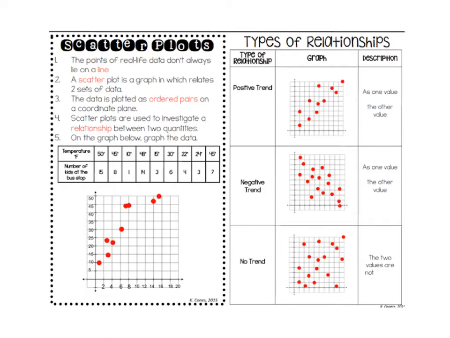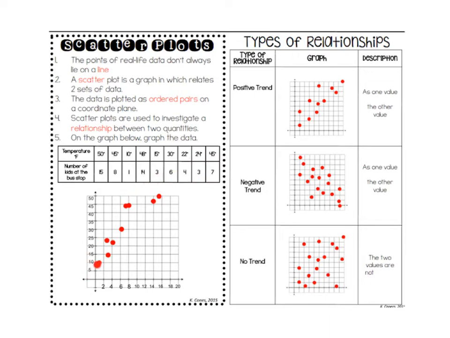So a scatter plot is just simply the plotting of ordered pairs and comparing the relationship between the two. When I look down here at the bottom, we're comparing temperature to the number of kids at the bus stop. You can kind of see the relationship happening: as you see the temperature go up, you see the number of kids actually going up as well.